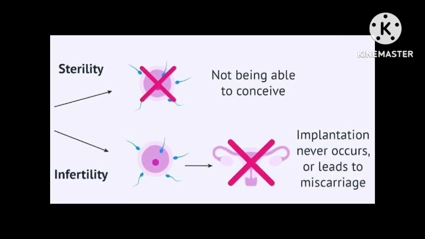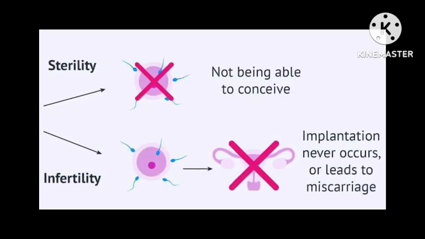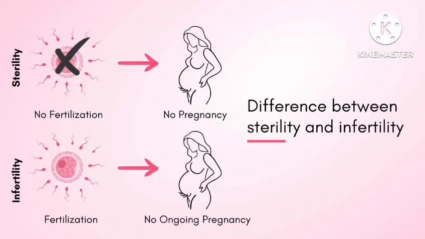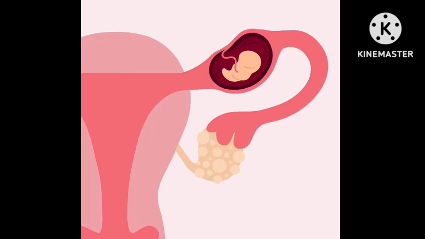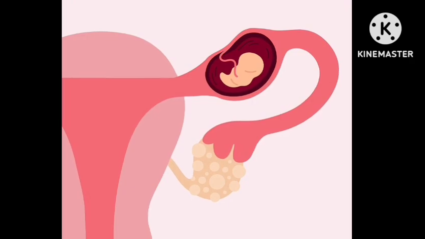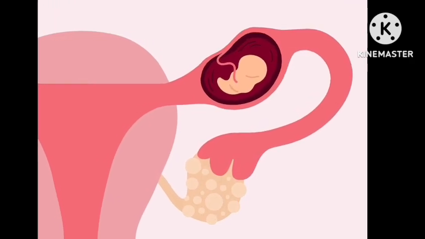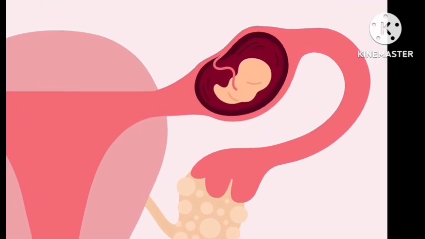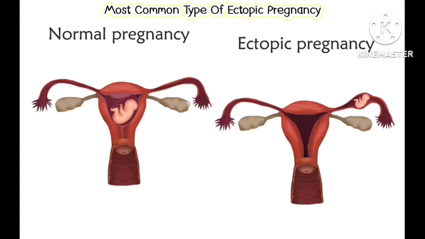Third, infertility. Infertility is the natural inability to conceive. It occurs due to natural or medical causes. Fourth, tubal pregnancy. Sometimes the fertilized ovum, instead of reaching the uterus, implants in the wall of the uterine tube and starts developing there. This condition is known as tubal pregnancy, a type of ectopic pregnancy.